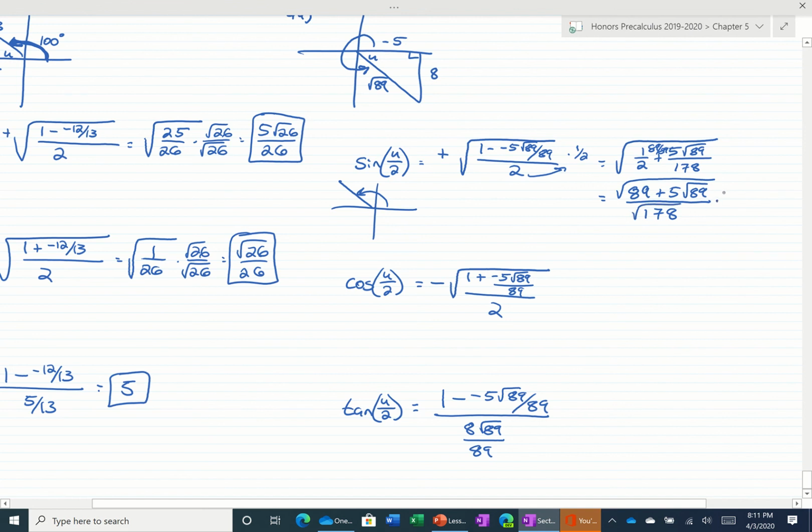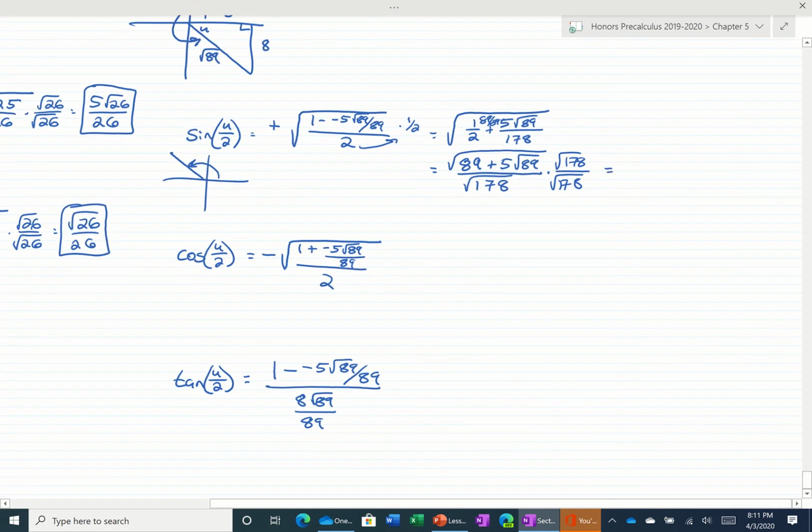And then we can multiply the top and bottom by the square root of 178. It's not pretty, but what that gives us is 89 square root of 178 plus 5 root 89 times 178 is 15,842 over 178. That would be the answer.